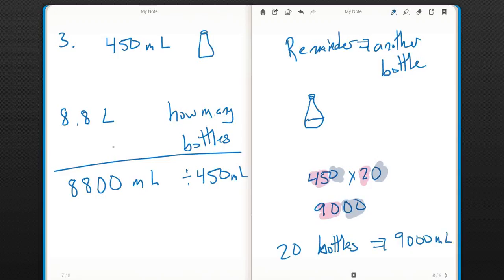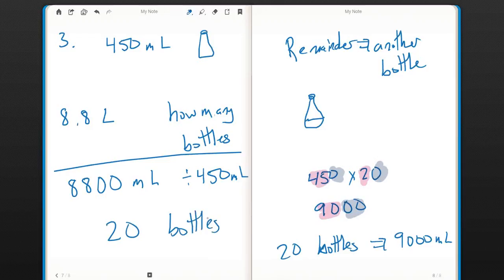Now, if I have 20 bottles, the capacity that I could hold is 9,000. All I need is 8,800. So my last bottle will have room in the top. But without really doing the bottles, because they gave us an easy problem, we can see that it's going to take 20 bottles.